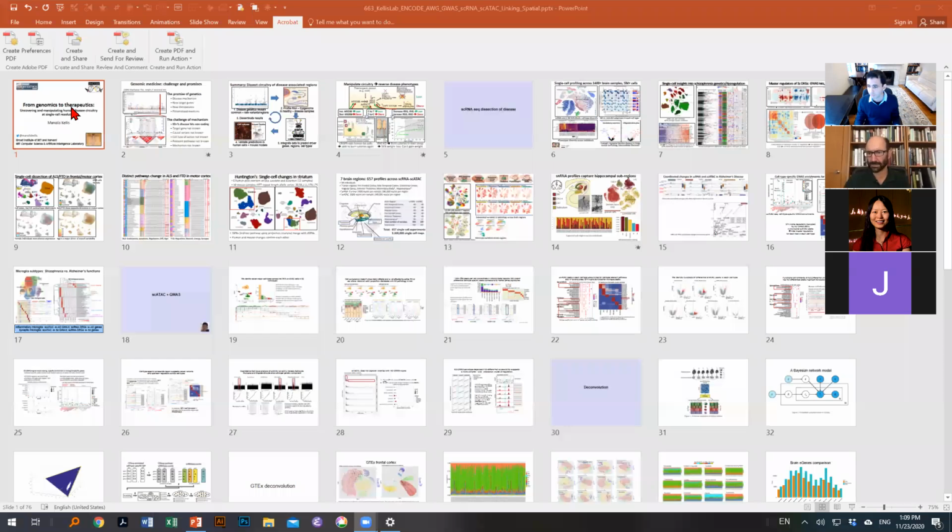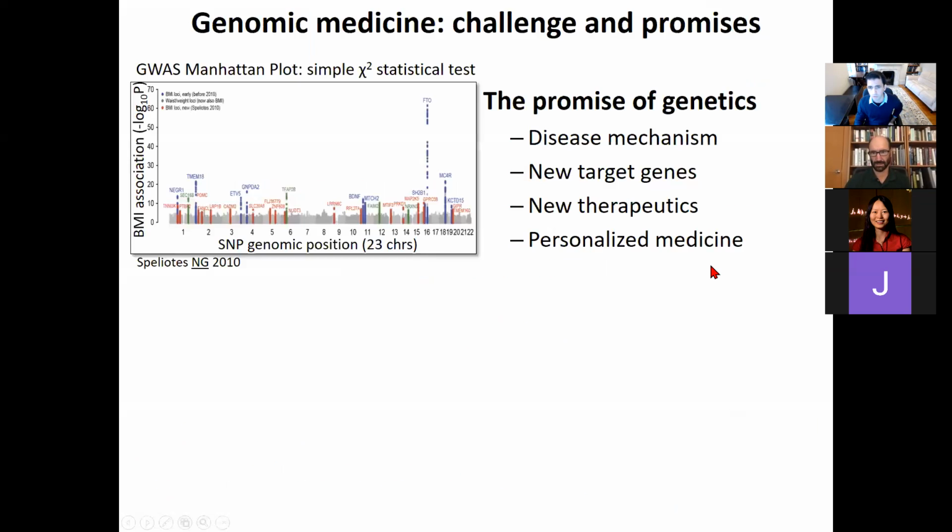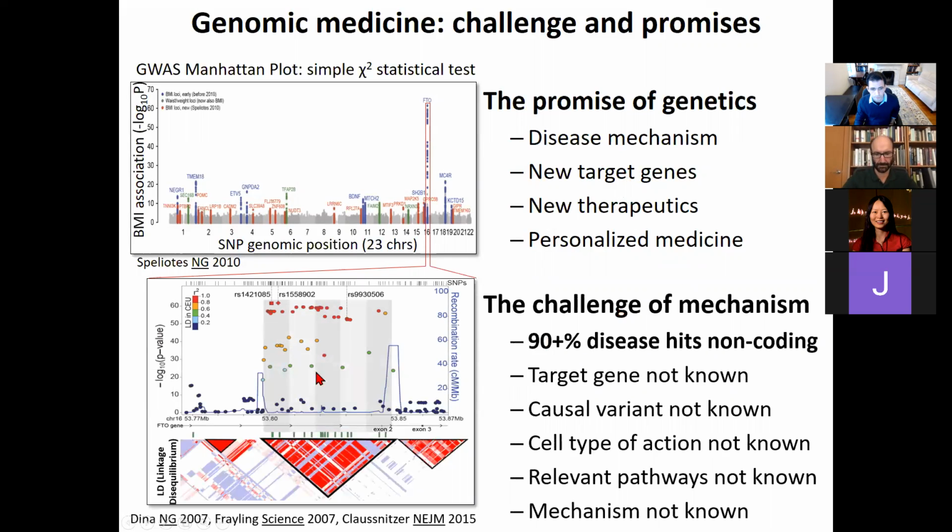I'll just very briefly give an overview of the types of activities that we've been working on. Basically, what we're trying to understand is how genetic variation leads to phenotypic variation in order to ultimately enable therapeutics. We're starting with genetic variants, and the goal is to uncover target genes and new therapeutic avenues, and personalized and precision medicine. The challenge, of course, as you all know, is that the vast majority of these disease variants are non-coding, which basically means we don't know the target gene, the causal variant, the cell type of action, the relevant pathways, or the mechanisms.